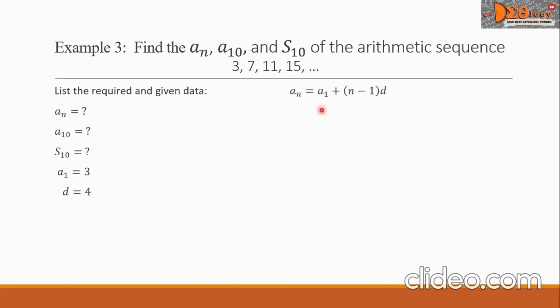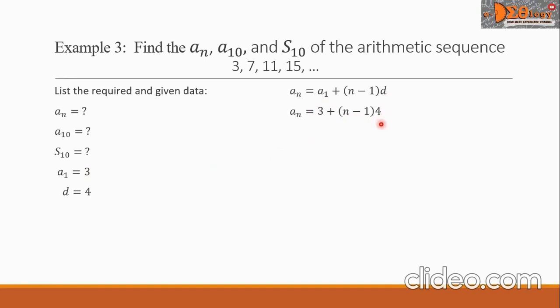Let us substitute the first term and the d, the common difference. So we have a sub n equals 3, the first term, plus the quantity n minus 1, multiplied to d, which is 4.